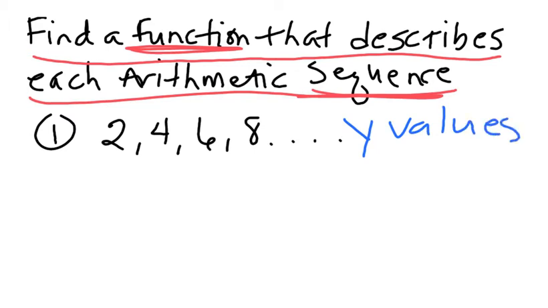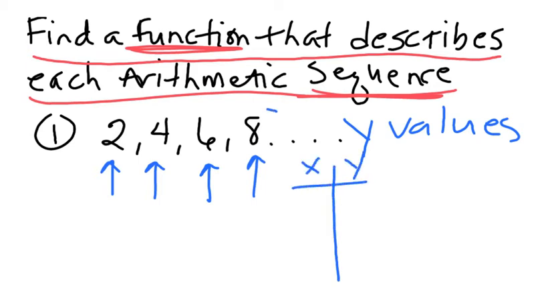Okay? Now, since it's a sequence, the x values, and by the way, the book is going to use the letter N for x, I just use x, are always going to be in sequence, so they're going to be 1, 2, 3, 4. What it's saying is, this is the first term in the sequence. This is the second term. This is the third term. This is the fourth term.